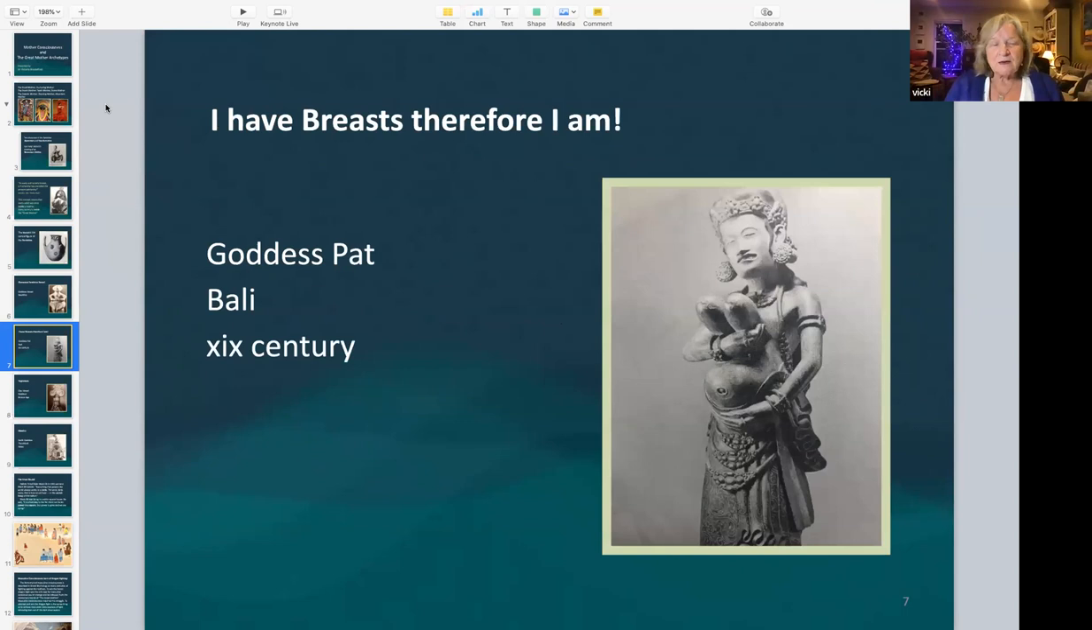And I love this slide from Bali, goddess Pat, which seems odd to me. I tried to find out what that meant, but I couldn't. But she says, I have breasts, therefore I am. This is very important to think about. So when you compare mother consciousness to father consciousness, that's the big difference right there, this concept of oneself. And does she look at her great round, her belly, and those incredible breasts? Quite wonderful.